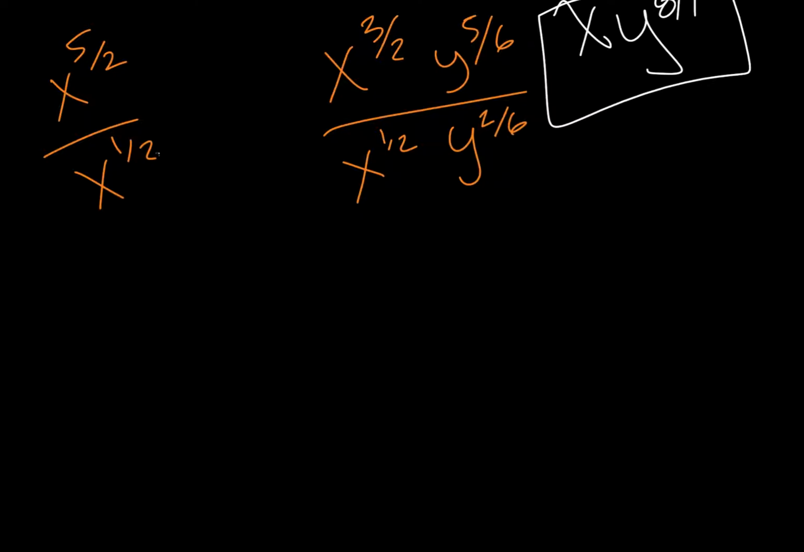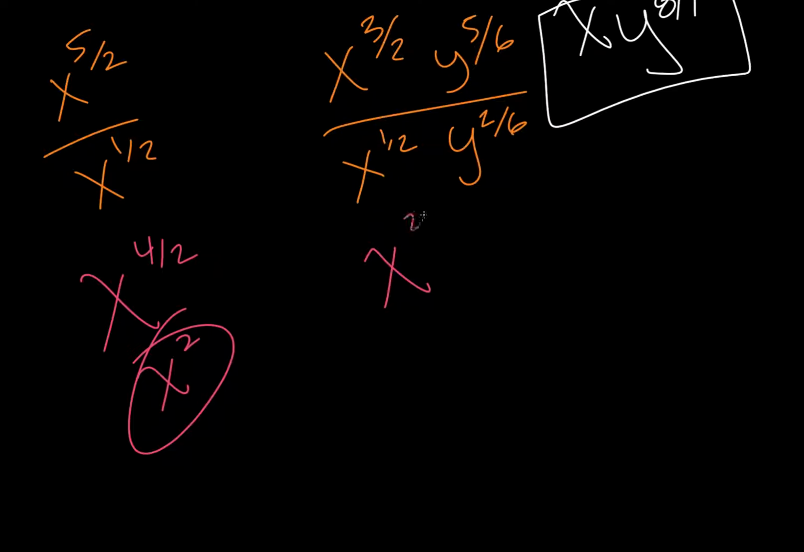Okay, so this is where we do subtraction. So since we're doing division, we subtract exponents. So 5/2 minus 1/2 is 4/2, which is really just 2. So x squared would be the answer to that one. Okay, 3 minus 1 is going to be 2, so we have 2/2. 5 minus 2 is going to be 3.